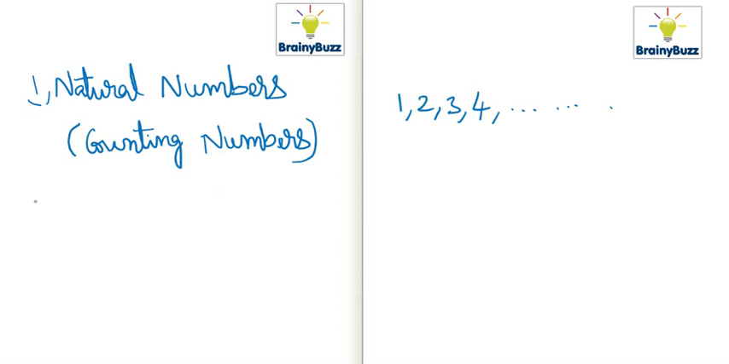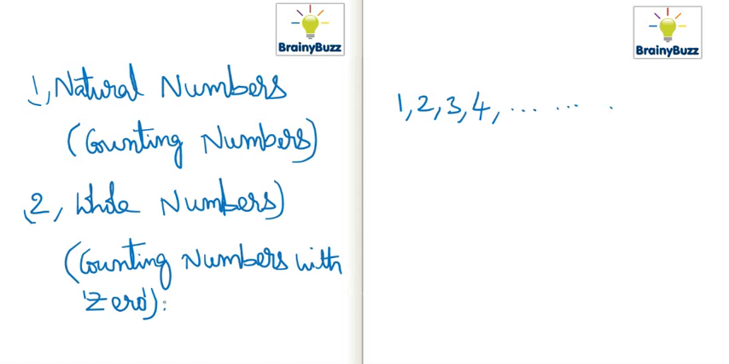Second one, whole numbers. They are counting numbers with 0. That means it starts from 0, 1, 2, 3 and so on.